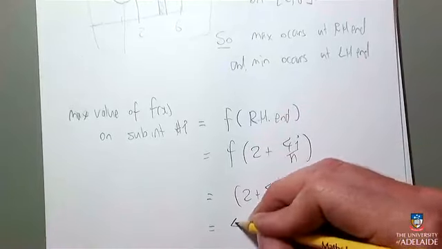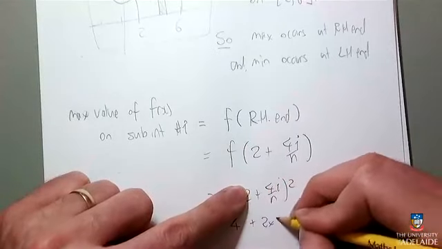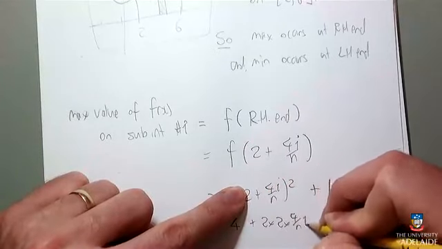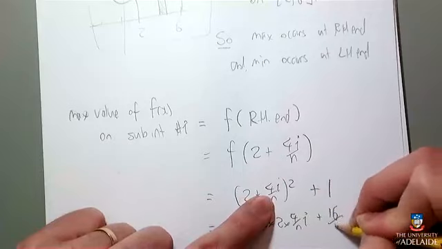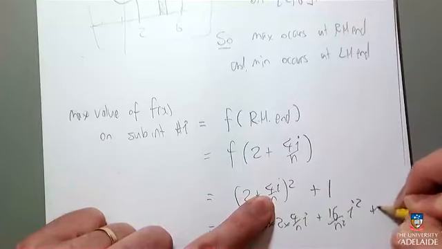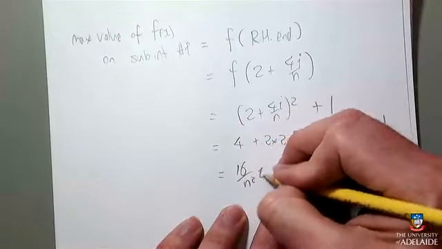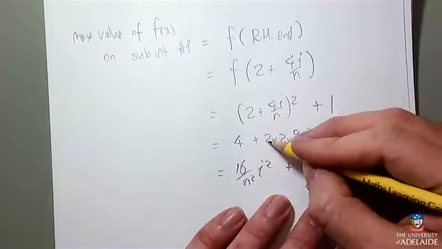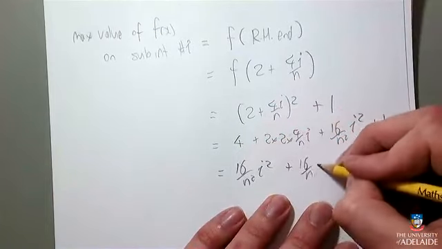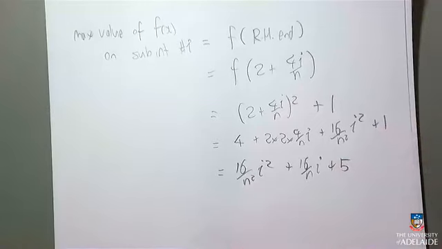That's 2 squared plus 2 times 4 on n i plus 1. So I've got 16 on n squared i squared plus 16 on n i plus 5. So I recommend calculating that to make it as simple as you possibly can before you do anything else, which is why I've done it here.